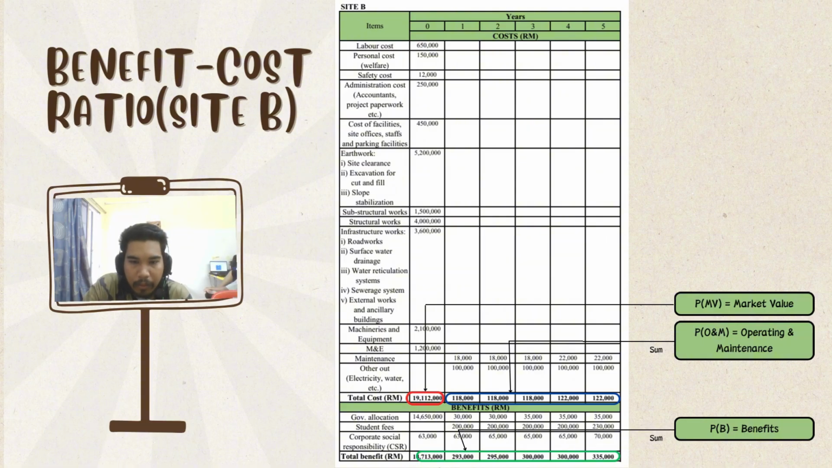Assalamualaikum warahmatullahi wabarakatuh. My name is Muhammad Rafan and we are presenting the benefit cost ratio for site B. So as we can see here, the market value for site B is 90,112 ringgit, and the value of operating and maintenance is the total cost from the first year to the 5th year.